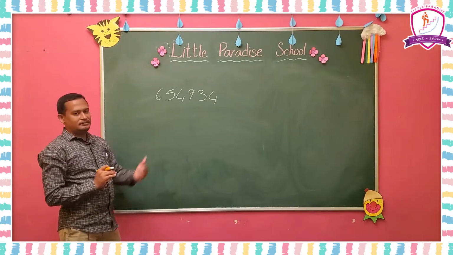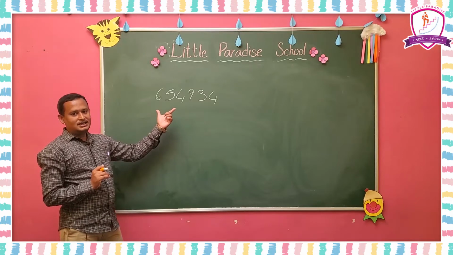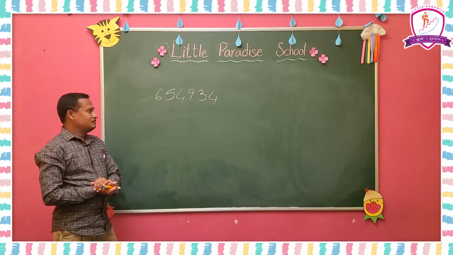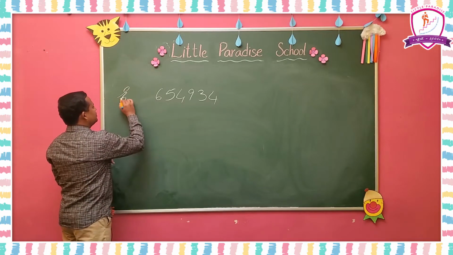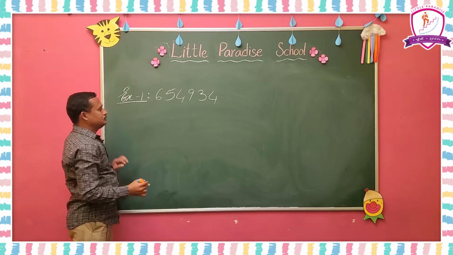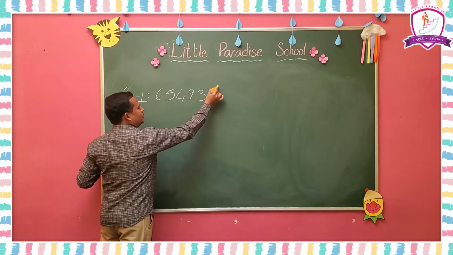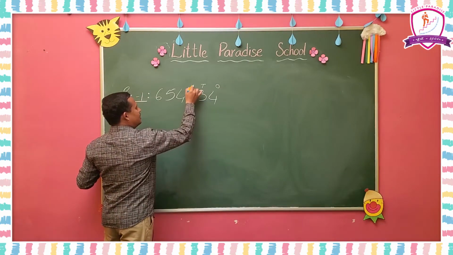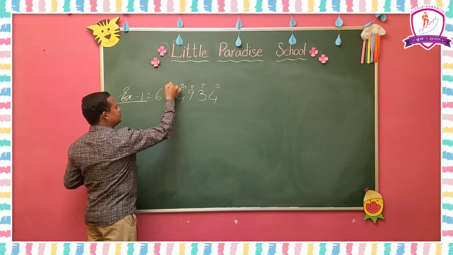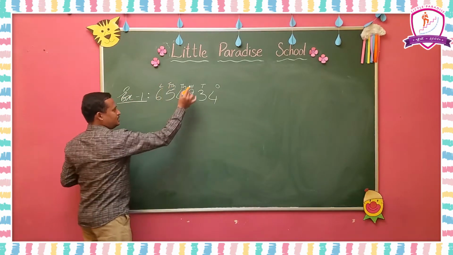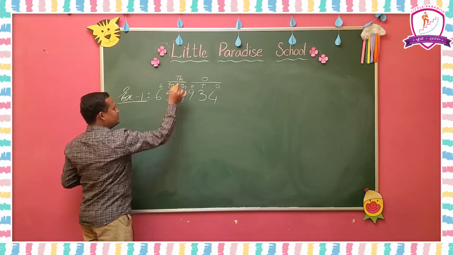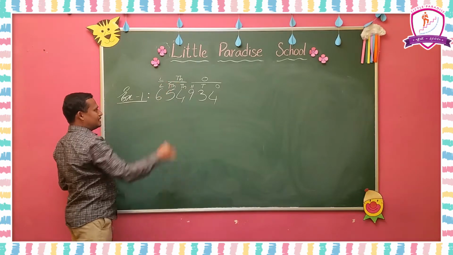Here I took this number, this is a 6-digit number. In this 6-digit number, first what do we have to do? First we have to write the places. So here ones, tens, hundreds, thousands, 10,000s, lakhs. Ones, tens, hundreds will become the ones period. Thousands and 10,000s will become the thousands period. This lakhs will become the lakhs period.